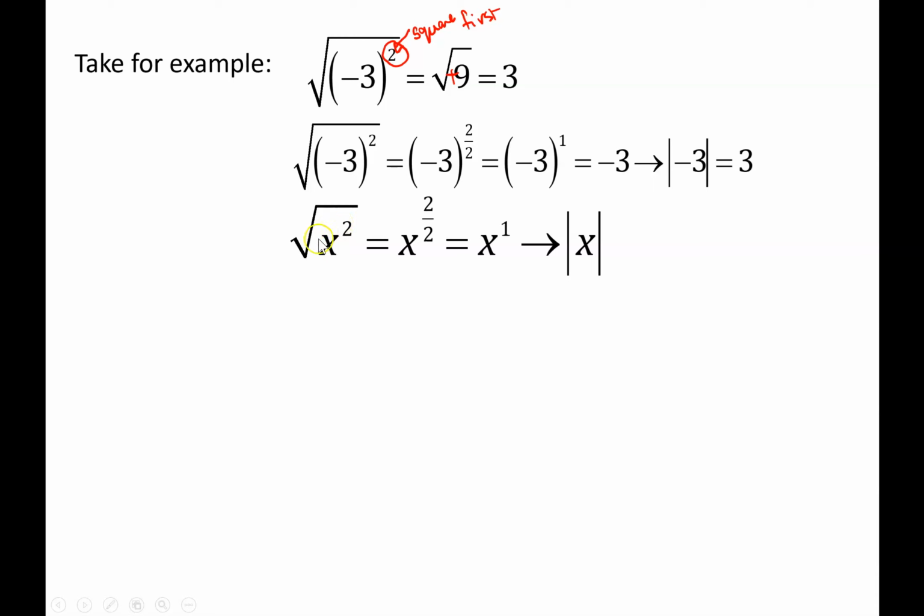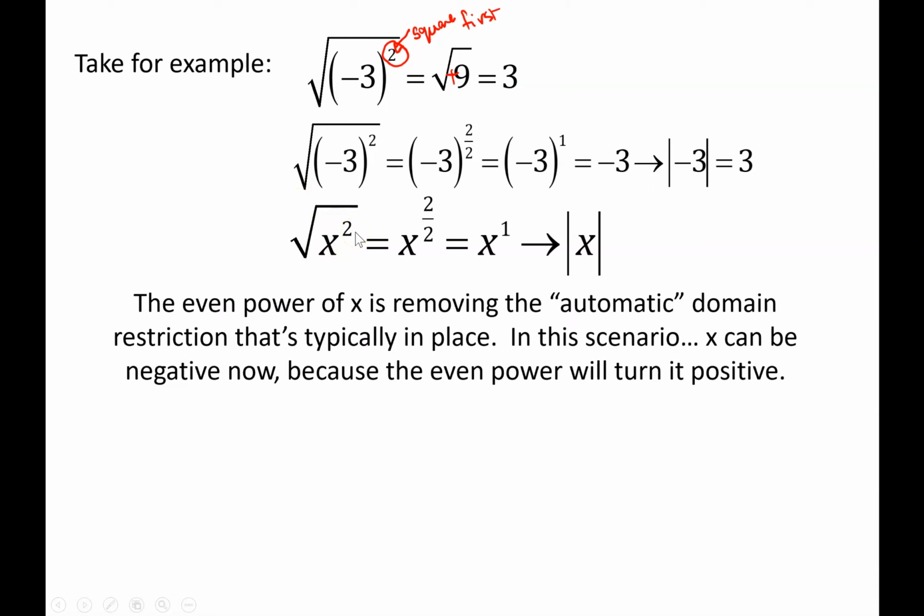Well, see, normally when we're taking an even root, we restrict the domain, right? We restrict the domain to make sure it's only positive. But when you put an even power on the x, it's kind of removing that automatic domain restriction. And actually in this scenario, x can be negative now, because this even power right here will turn it positive. We just kind of saw that. But see, I don't know it's negative 3, so I can't just say, oh, negative 3 squared is 9. I can't do that when I don't know what it is.